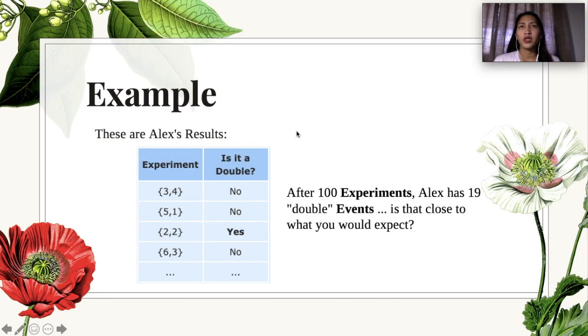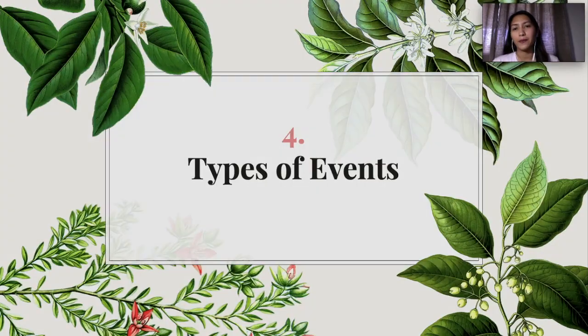Okay, so kapag halimbawa si Alex ay nag-experiment, after 100 experiments, si Alex ay nagkaroon ng 19 double events. So, 19 over 100 is almost close to 1 over 6. So that's what we're trying to say here. So you're looking at the probability of an actual thing happening.